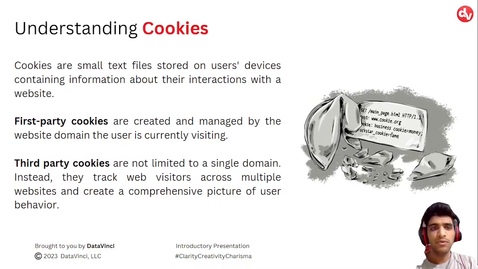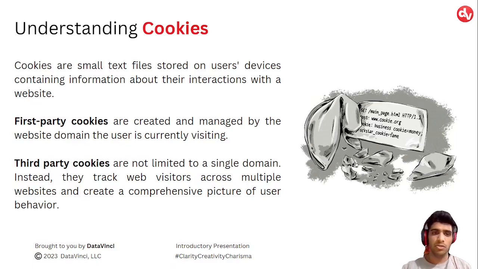There are two types of cookies that we need to understand for our purpose. Number one is the first-party cookie. The first-party cookies are created and managed by the website domain itself. So if you're visiting Amazon.com, any cookie that is related to Amazon.com, even the subdomains, would be considered as first-party cookies. On the other hand, third-party cookies are not limited to a single domain. Instead, they track the user's behavior across multiple domains so as to create a comprehensive picture of the user's behavior.